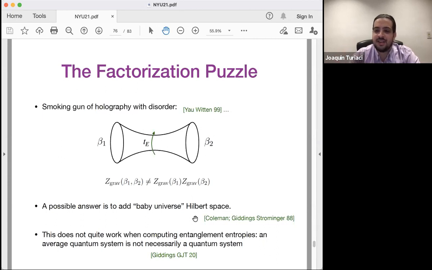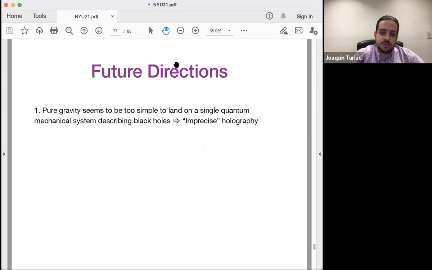So then you need to decide whether you extend the holography hypothesis to replace quantum mechanics by an average of quantum mechanics, or what effect is canceling this type of contribution. So that you still have the wormholes that make the spectrum discrete, but you remove the wormholes that introduce this disorder that you might not want. And that is an open question that I think is interesting. So to finish, some future directions. Well, to reiterate, pure gravity seems to be too simple to land on a single quantum mechanical system describing black holes.